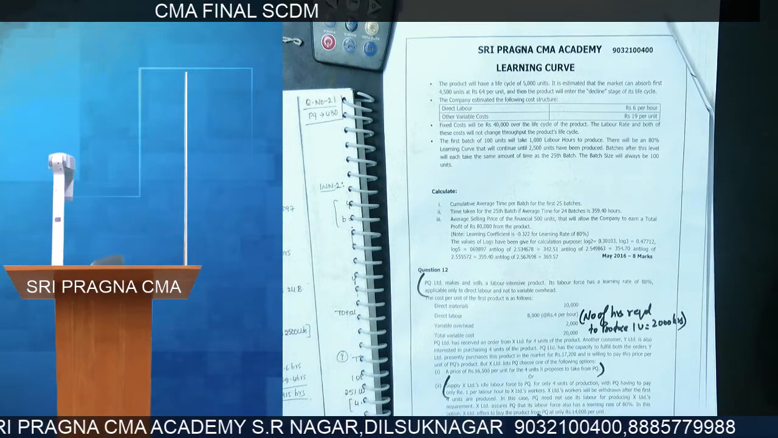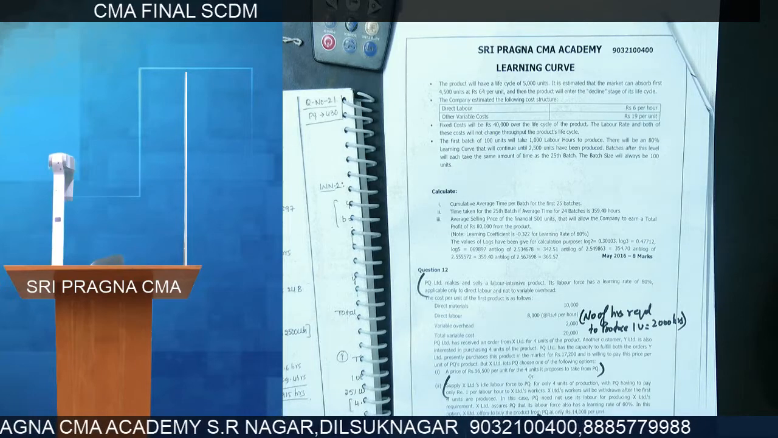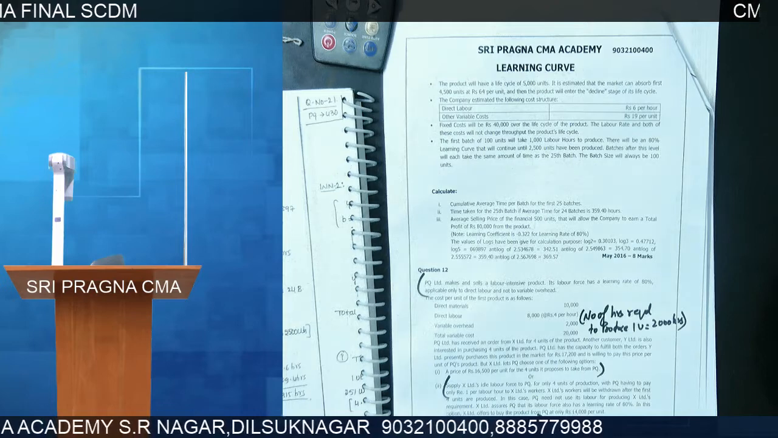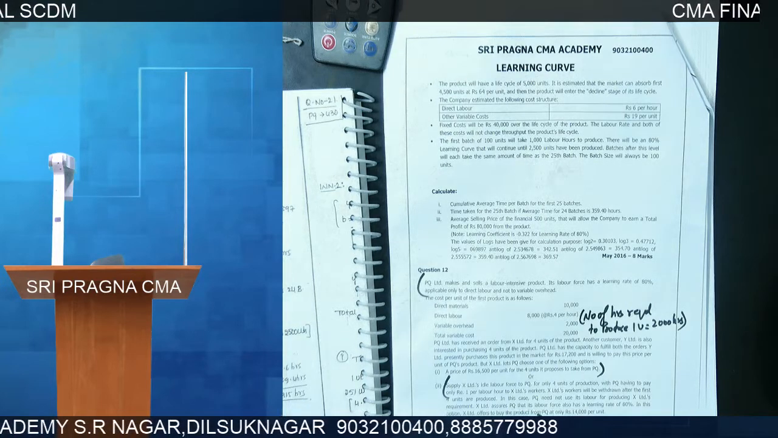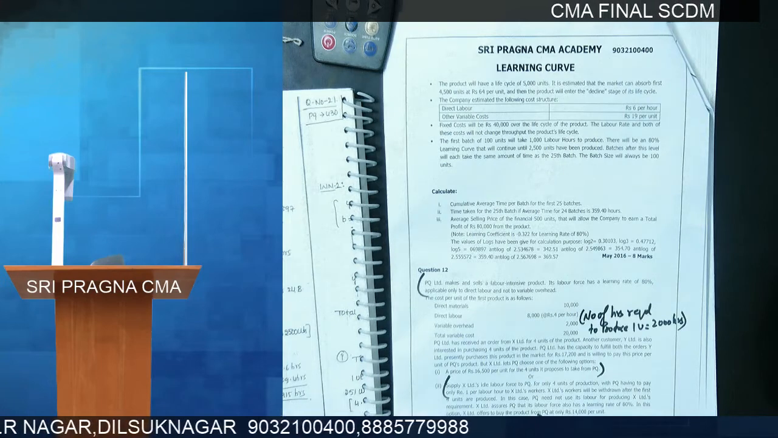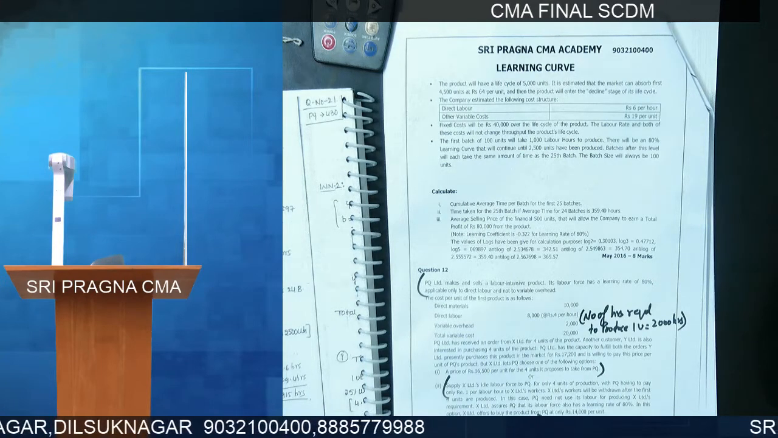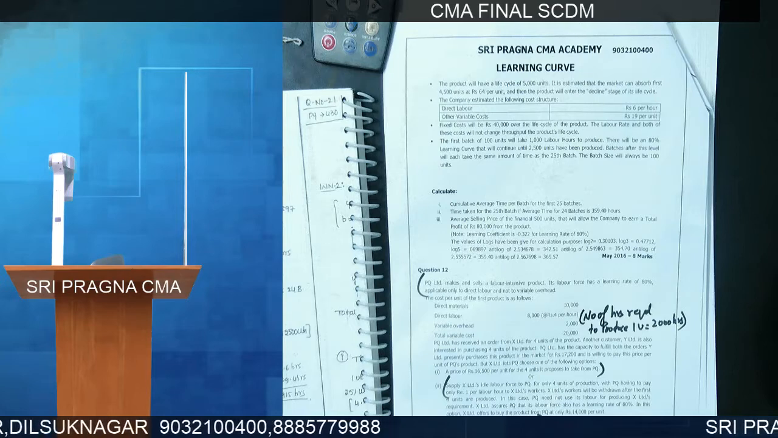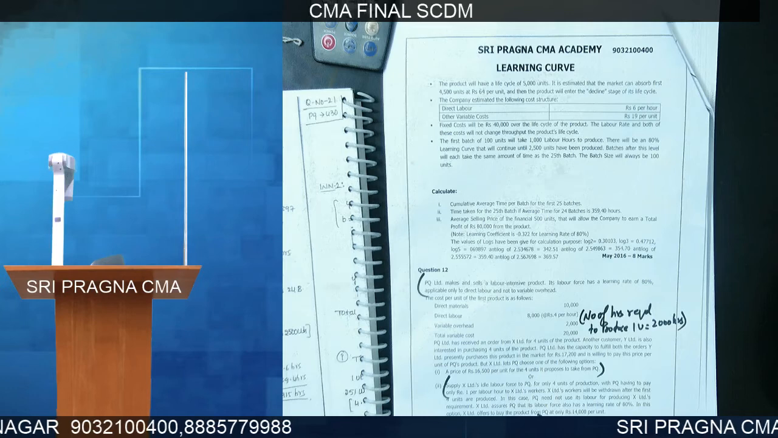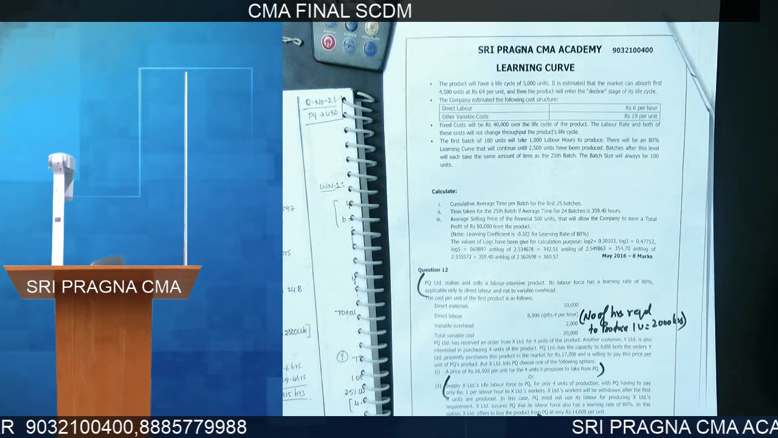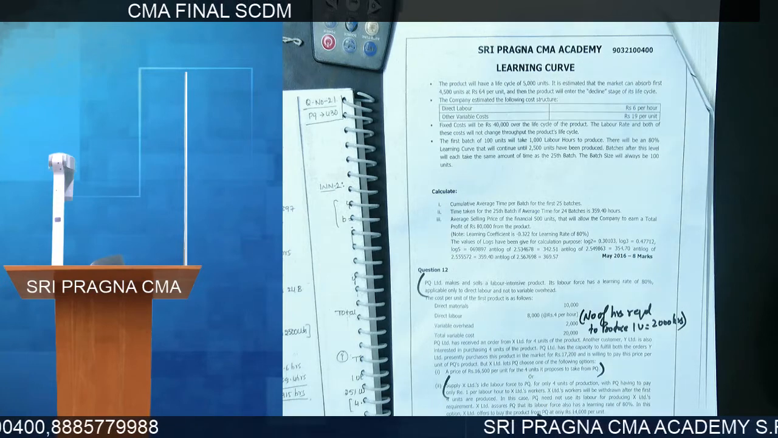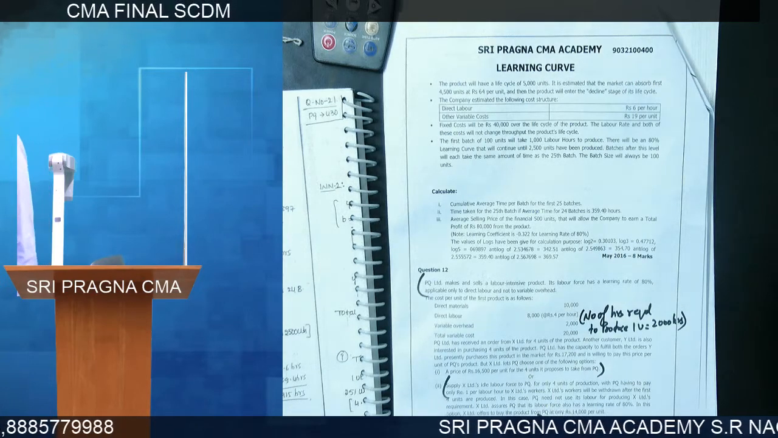The company estimated the following cost structure: direct labor 6 per hour. I am paying to my worker 6 रुपए per घंटा, and direct material cost, variable cost is 19 per unit. Fixed cost is over the life cycle of the product. The labor rate of both costs will not change throughout the product life cycle. The first batch of 100 units. Arrow mark down and right. One batch is 100 units.